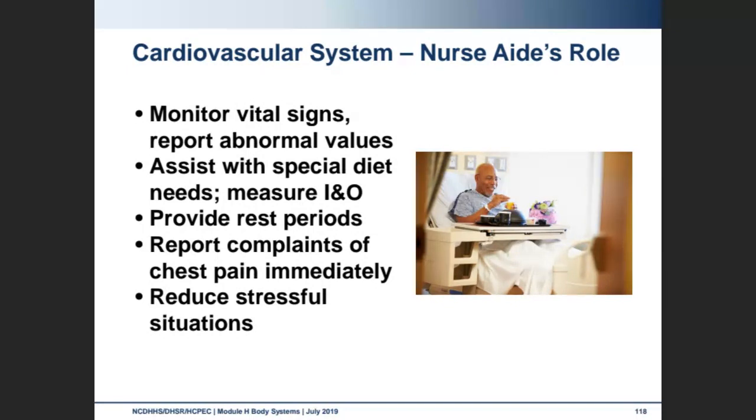And a lot of the rest of the cardiovascular system we touched on in the module when we discussed the different vital signs. So that all kind of ties together with this system as well. And that concludes the cardiovascular system.